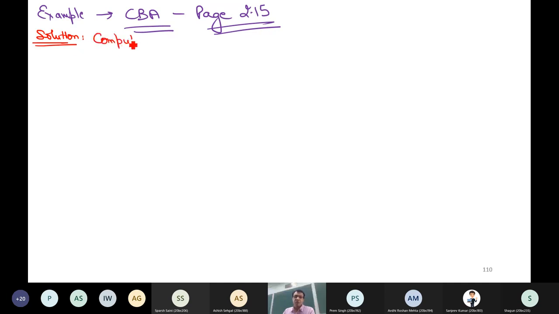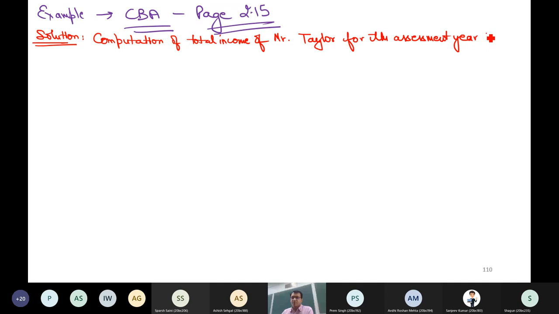Computation of total income of Mr. Taylor for the assessment year 2021-22.